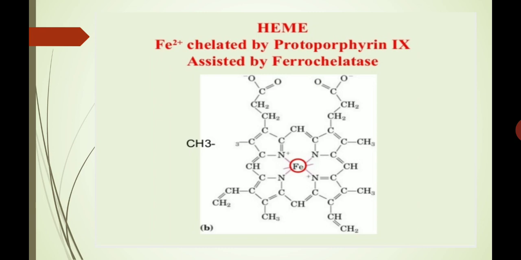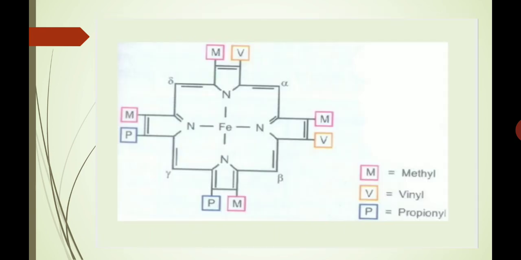The ferrous iron is chelated by protoporphyrin IX assisted by ferrochelatase. Here in the center we can see the iron. Here I have shown the structure as suggested by Fischer, and various side chains where M is methyl, V is vinyl, and P is propionyl.